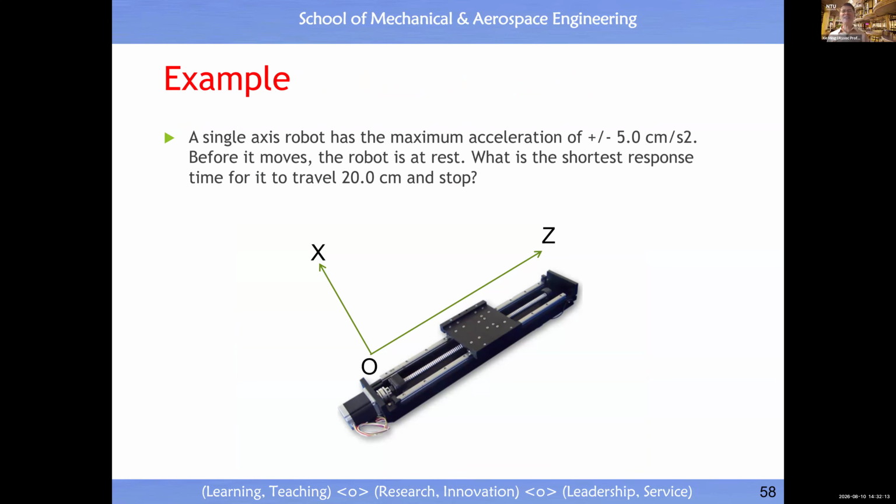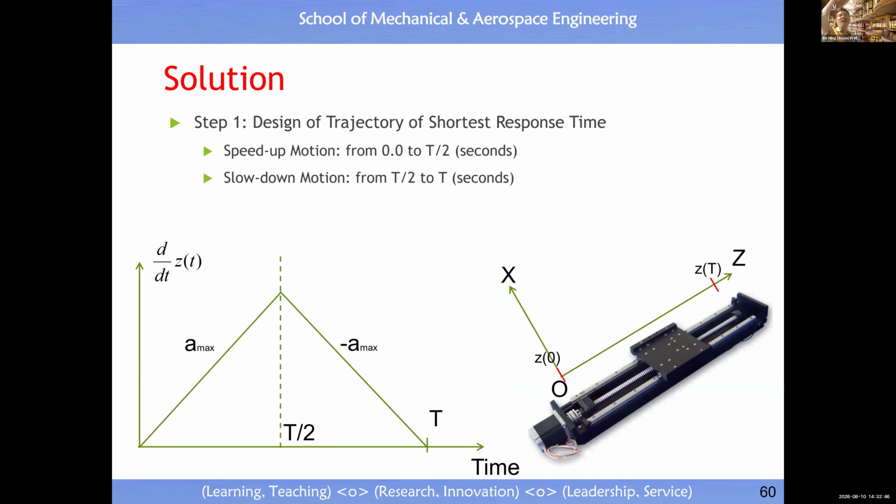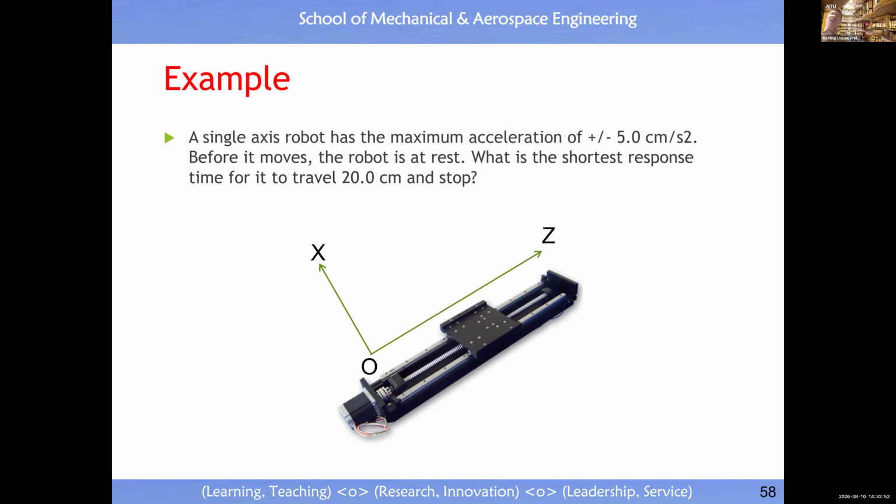I guess this is year one physics, okay? So you have a starting point, you have a final position, then what is the shortest response time, okay? And we give you the maximum acceleration and deceleration, okay? The travel distance, right? You know, and we want to know what is the shortest response time. Then in this case, you as a designer, we design two motions. One is maximum acceleration, another motion is maximum deceleration. Pay attention for this application.